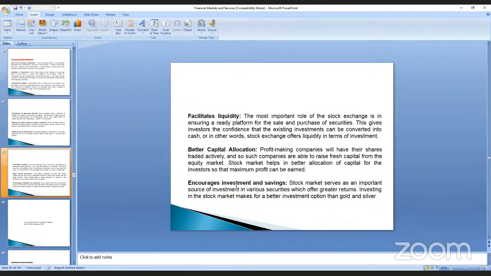And the next one is encouraging investment and saving. Means what? There will always be people encouraging you, saying that when you have a bad time, start investing your money in the stock market. It gives returns on the investment in the stock market, and makes a better investment than gold and silver.